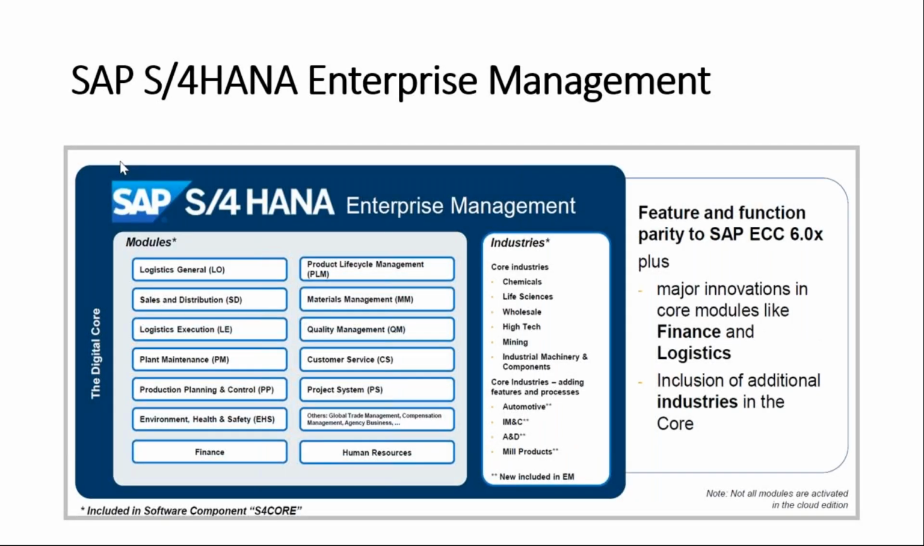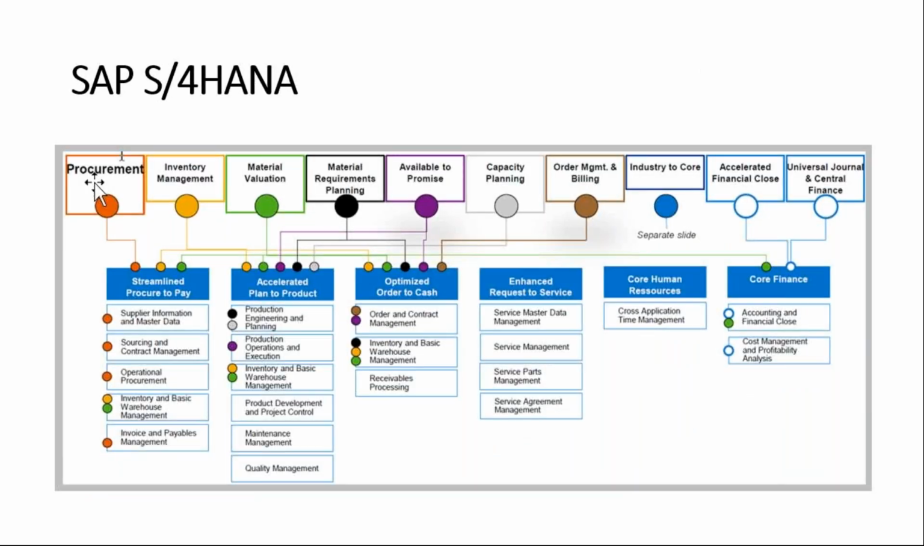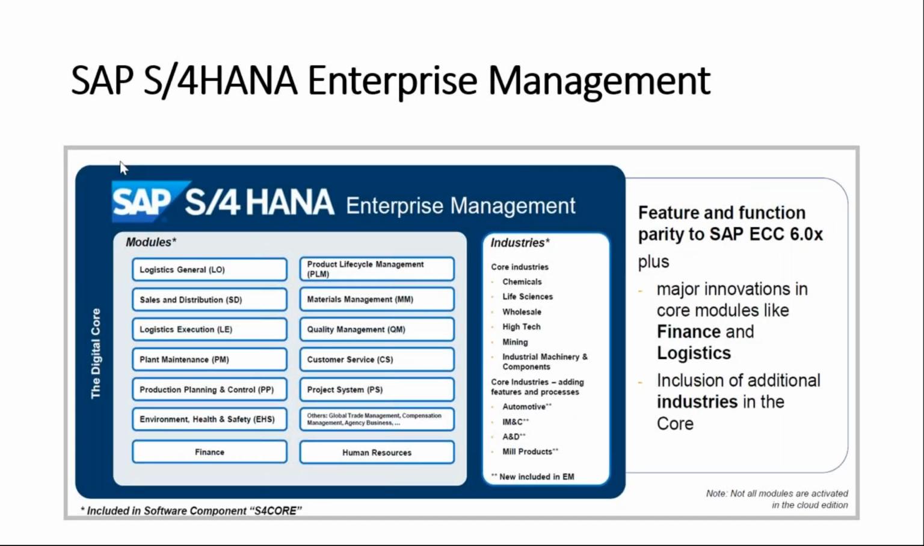Okay, so you have something called enterprise management, which is again a digital core. Within the digital core, you have all the modules that have been integrated as part of your enterprise management, plus you have different modules, plus industry-based solutions. Completely, it is integrated as your SAP S/4HANA enterprise management. So all your modules, for example customer service, PS, QM, MM, PM, logistics execution, sales and distribution, everything has been integrated into one particular setup called SAP S/4HANA enterprise management.